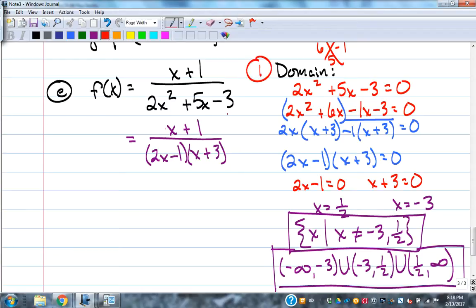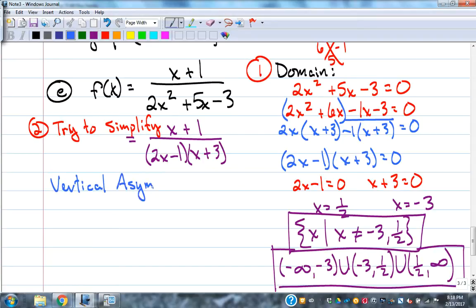So the first thing you find is domain. Second thing, try to simplify. I'm kind of trying to give you a path that you want to go through. So first thing you do is find the domain. Second thing you do is try to simplify. Does anything simplify? No. If nothing simplifies, then you go straight to your vertical asymptotes. That's the next thing. Vertical asymptotes.